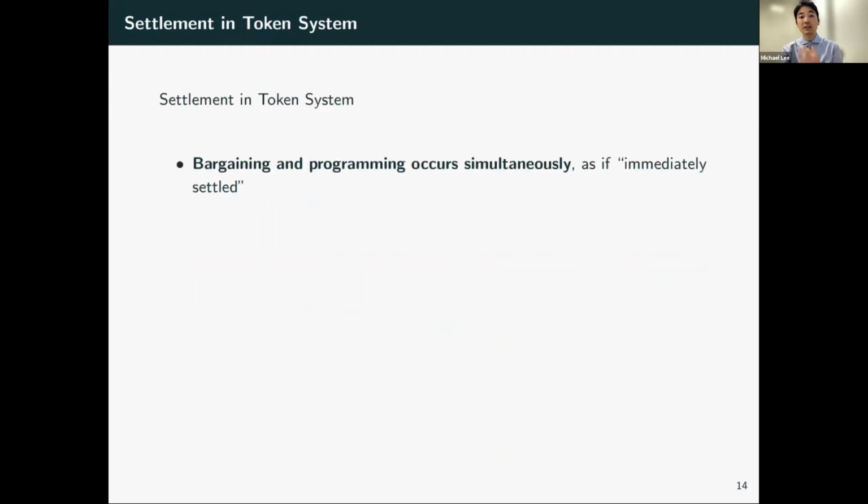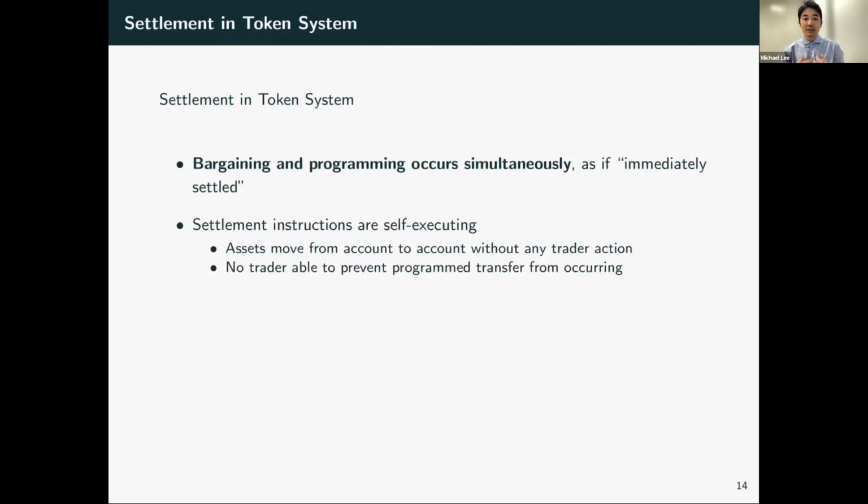Now, in contrast, in the token system, bargaining and programming occur simultaneously, as if it's immediately settled. You can think of this as settlement instructions that are self-executing. So these assets are going to move across these accounts without any trader's actions, as stipulated by a trade. But it also means that traders can't intervene in this process.